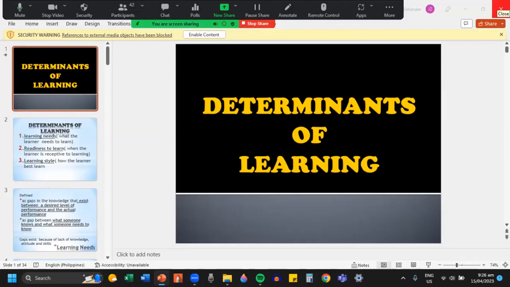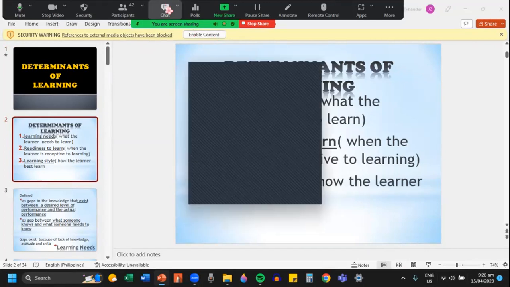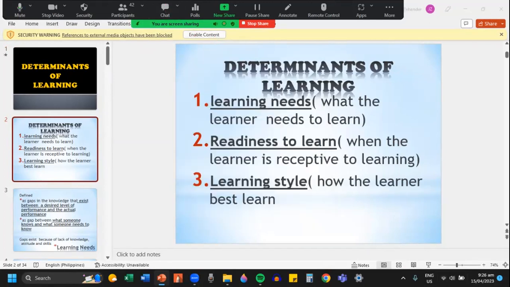Okay, so today, as I've said, we will be discussing the determinants of learning, or learning needs in short. The determinants of learning, we have the following factors or aspects. So first up, we have learning needs. Basically, it is defined as what the learner needs to learn.